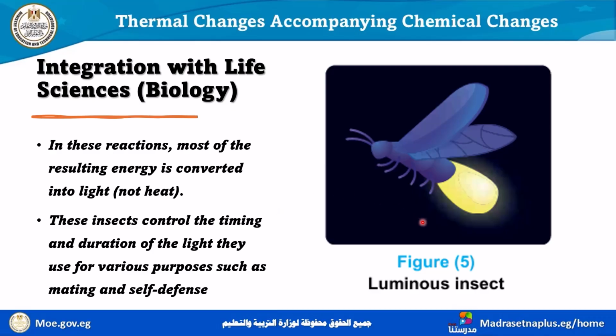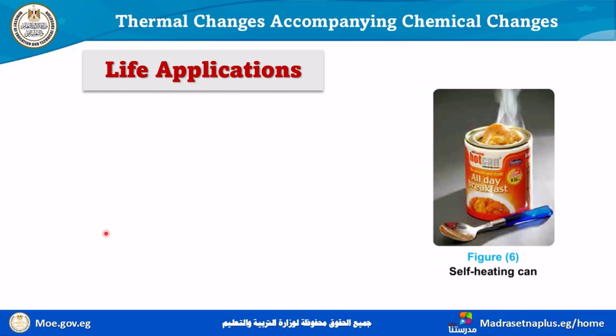Most of the resulting energy is converted into light, and the insects control the timing and duration of the light produced for different reasons, like mating and, in some cases, self-defense. Now we are going to learn about the life applications depending on the thermal changes accompanying the chemical changes.